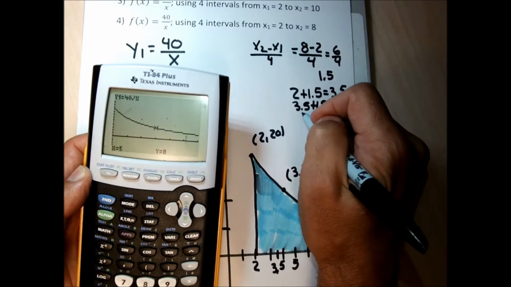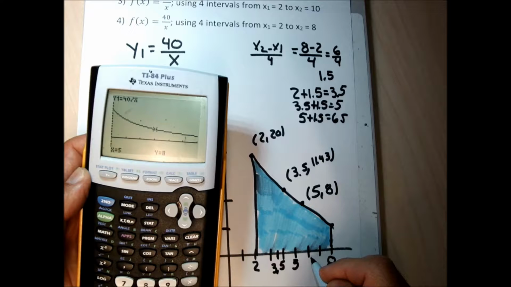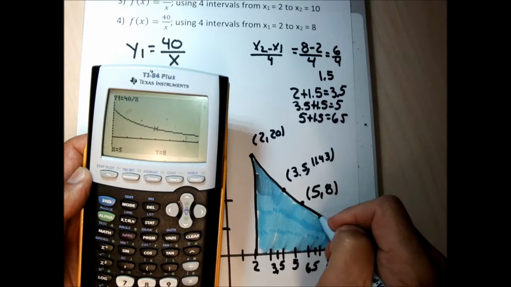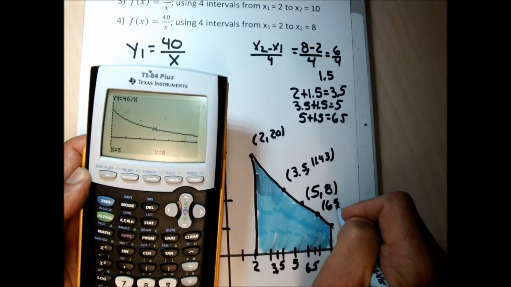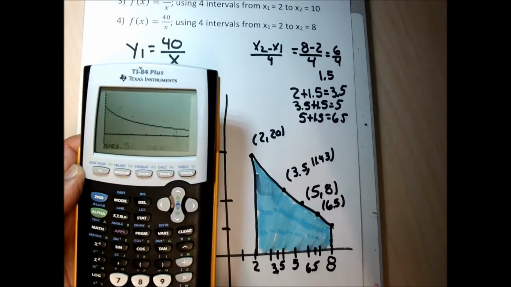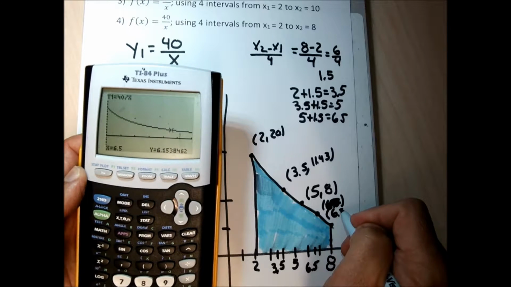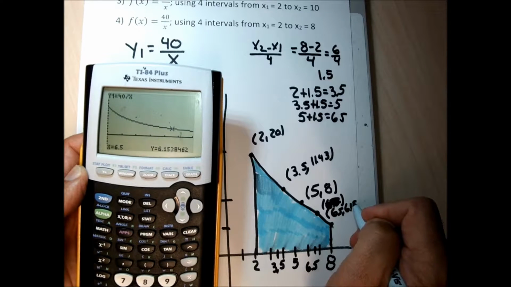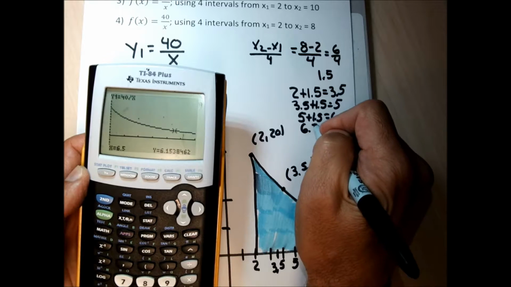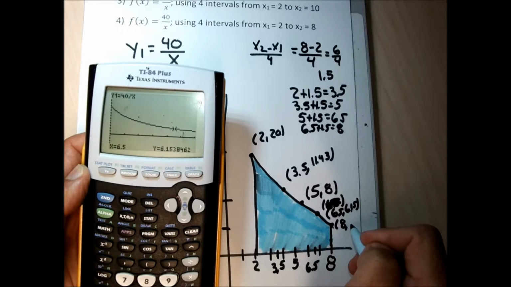And then 5 plus 1.5 is 6.5. So the third number on my x-axis needs to be 6.5. Let me get the y value that corresponds to 6.5. So second calc value 6.5, and that gives me 6.15. Shouldn't have closed out that. 6.5 comma 6.15, and then 6.5 plus 1.5 is 8, and that's the 0.85 that I already had.